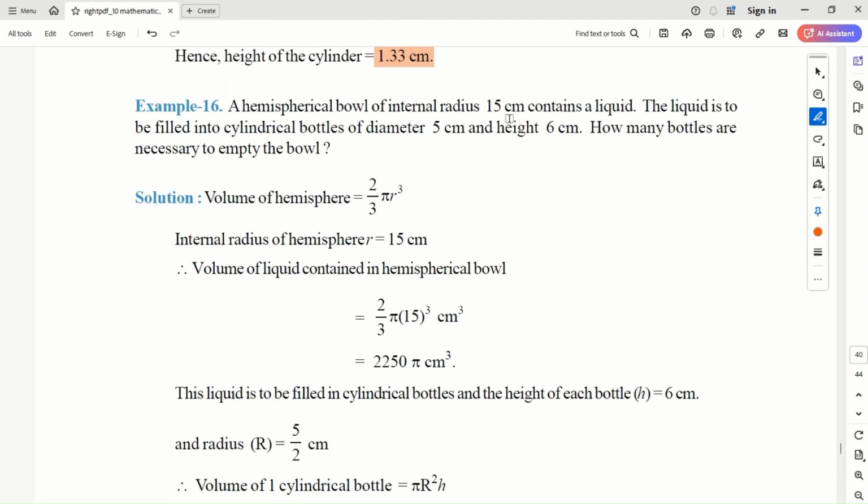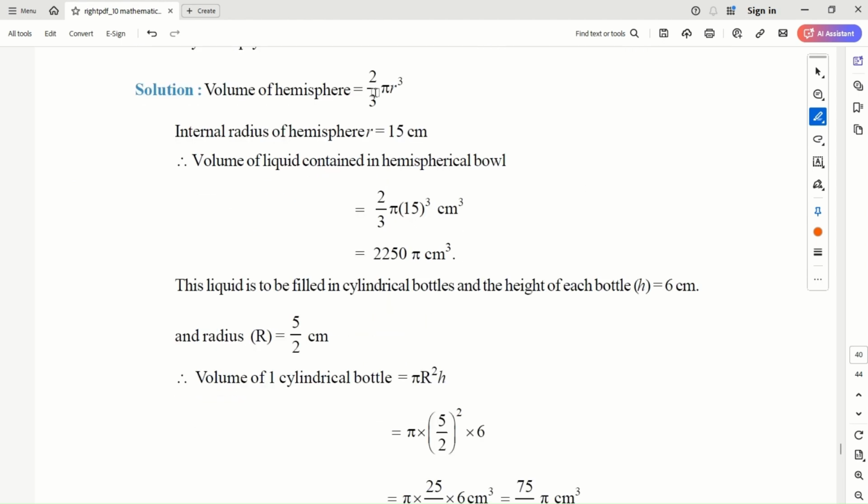A hemispherical bowl of internal radius 15 centimeters contains a liquid. The liquid is to be filled into cylindrical bottles of diameter 5 centimeters and height 6 centimeters. How many bottles are necessary to empty the bowl? First, volume of the hemisphere is 2 by 3 pi r cube and r is nothing but 15 centimeters. So this is the volume of the bowl.